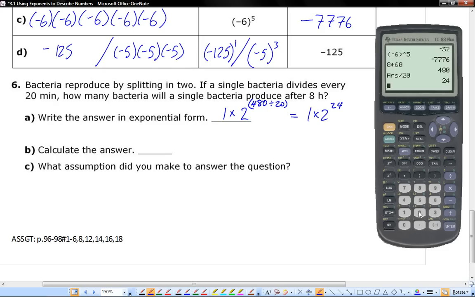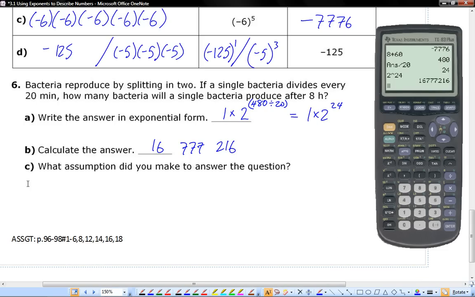So let's calculate that answer. 2 to the power of 24 is a fairly large number, ends in 216. Before that we've got a 777, and before that we've got 16. So this is 16,777,216. What assumption did I make here?